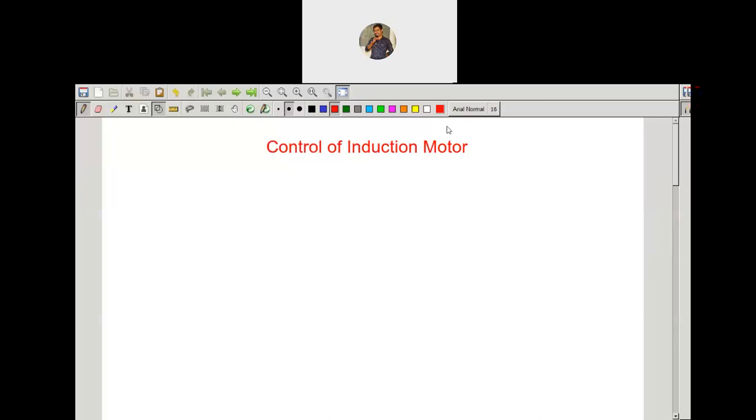Okay, welcome back to our lectures on power semiconductor drives. Today's topic is control of induction motor. That is, we are going to start the third chapter, third unit.